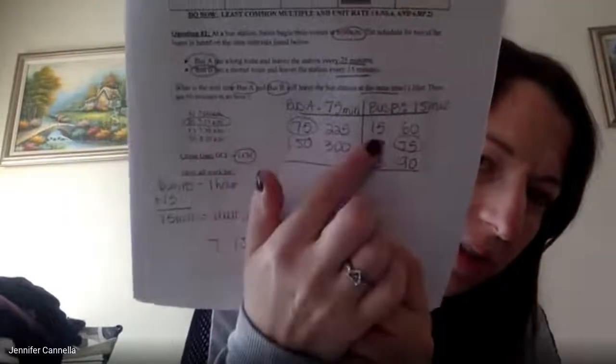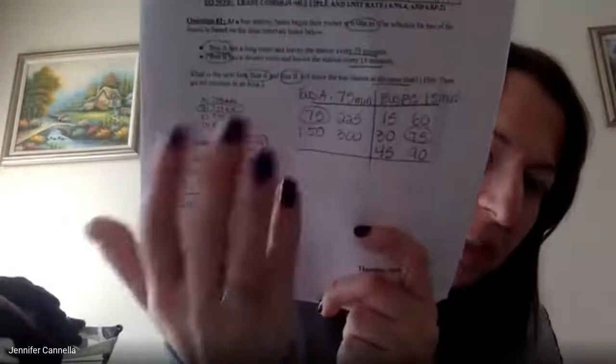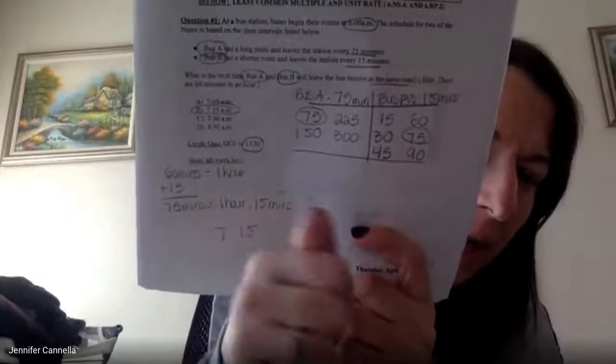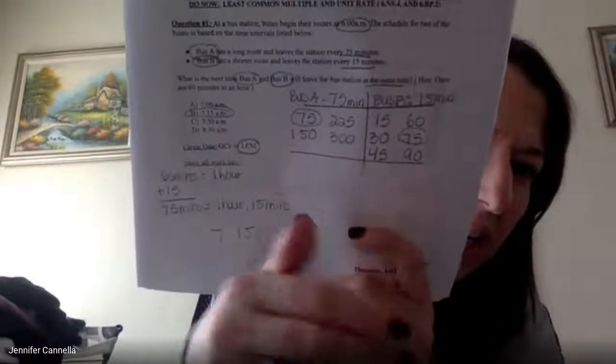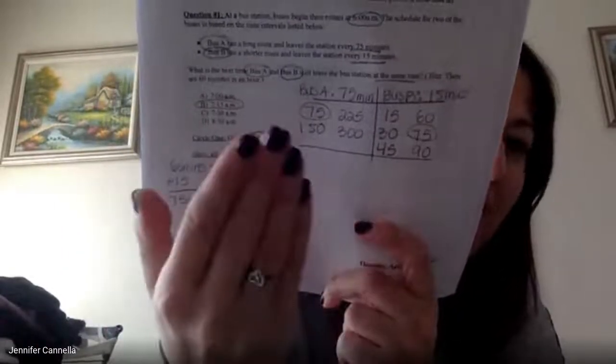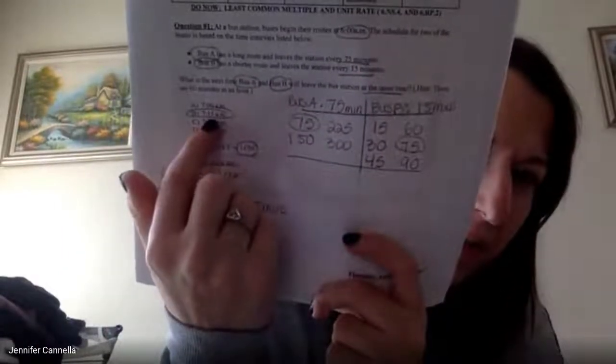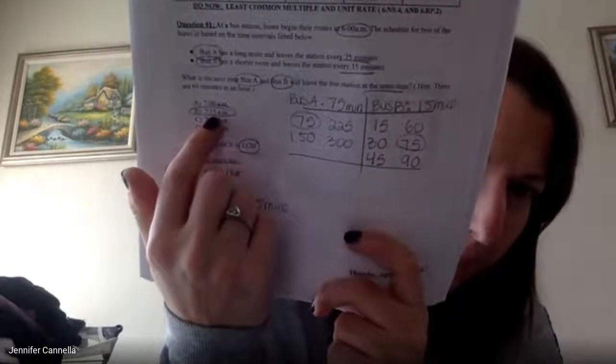So 75 and 75, which is the same number. So that's in 75 minutes, as Chris already demonstrated. It's an hour and 15 minutes. So if they both leave at 6 o'clock and an hour later it's 7, that's 60 minutes, she said. And then you add another 15 and you get 7:15, which is choice B.